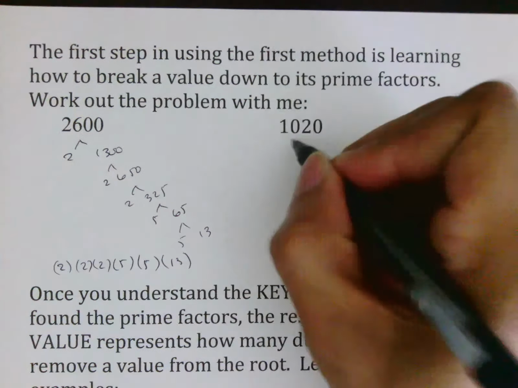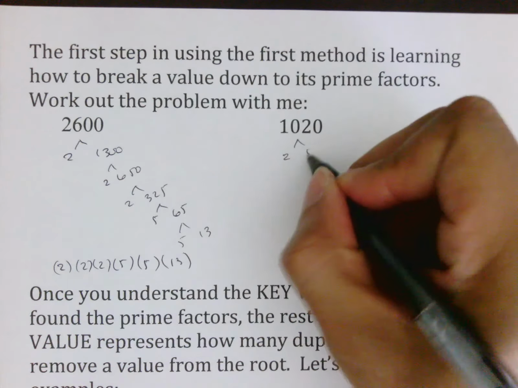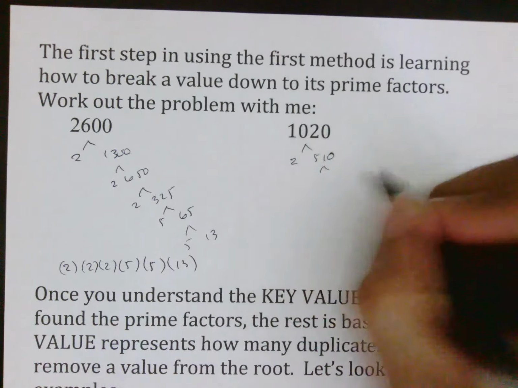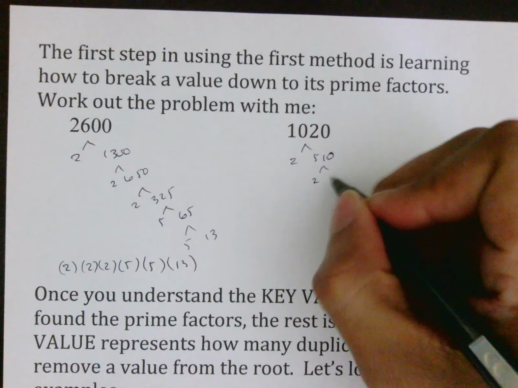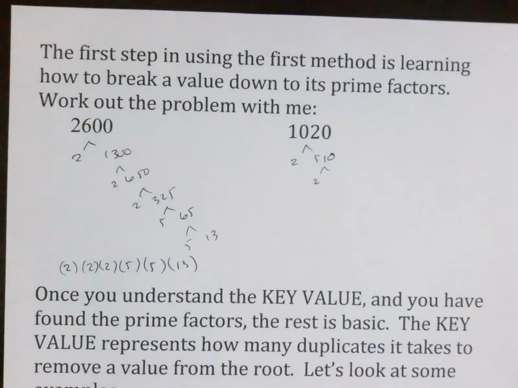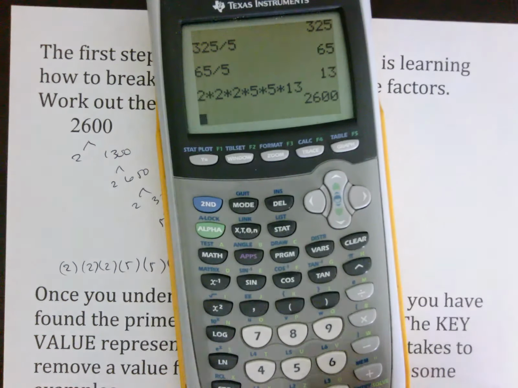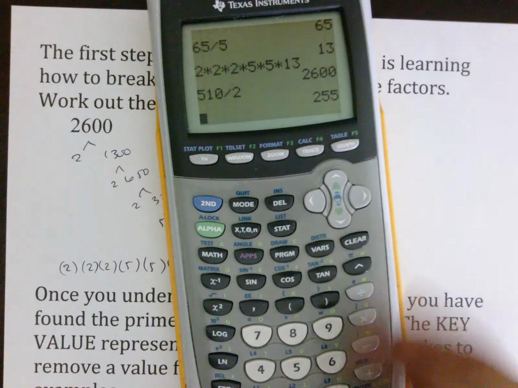1020. Again, 1020 is even, so obviously 2 goes into it. It'll be 510. 510 is also even, so obviously 2 goes in. I think that'll be, I don't know, 255.